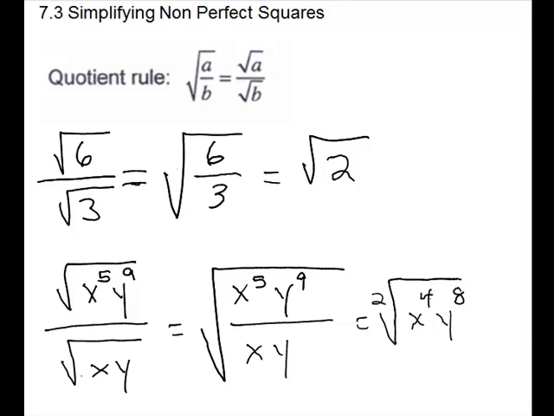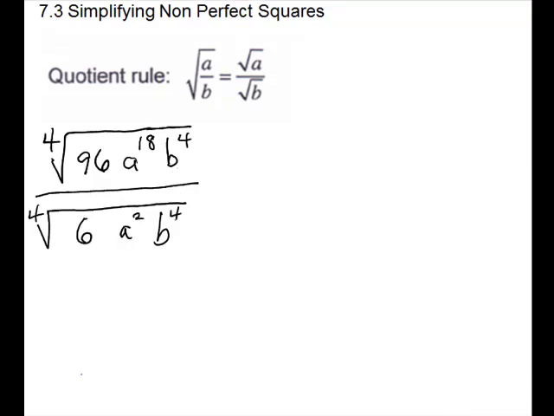So 2 will go into 4 2 times. So that will be x squared, and it will come out from under the radical. For the y, 2 will go into 8 4 times. Goes evenly, so it comes out from under the radical. So if we do this times itself, x squared y to the 4th times x squared y to the 4th, it would give us this x to the 4th y to the 8th.